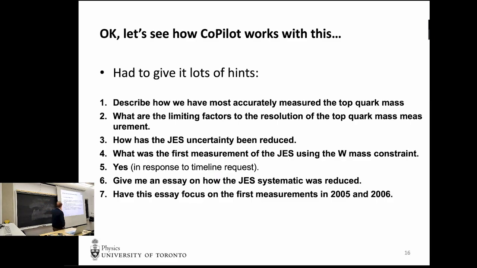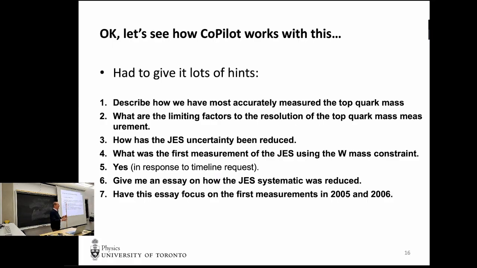The Copilot, in order to actually get to anything that looks like that result or to be able to report that result, here are all the prompts I had to give it. First, describe how we most accurately measure the top quark mass. Well, it didn't get anywhere there. It gave me a list of all of the most recent measurements, but not how. Okay, what are the limiting factors?